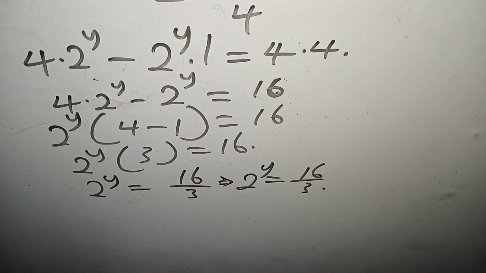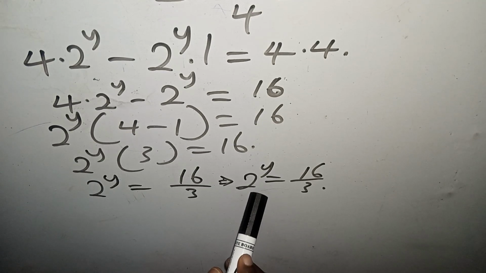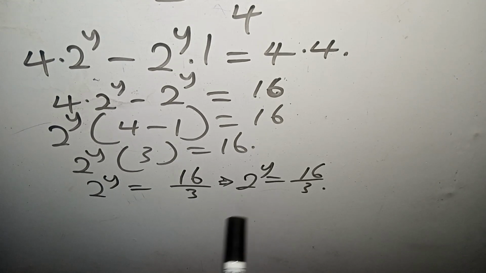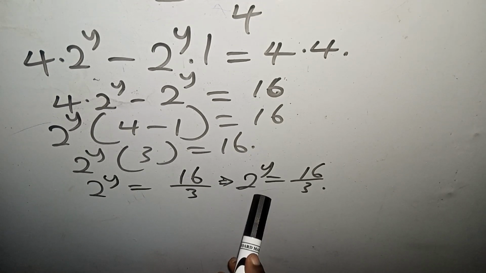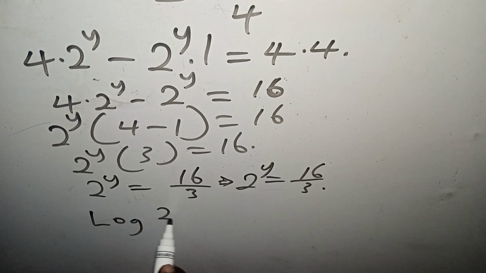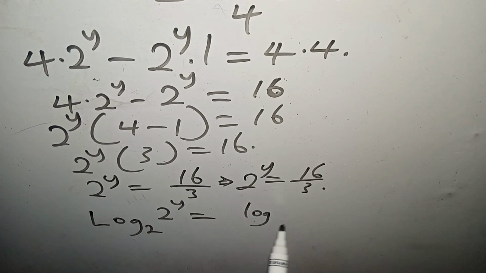Having done this, what then is the next step? In order for me to get our y, I can multiply both sides with the log of base 2. But in order for me to remove this 2, I multiply both sides with the log of base 2. So I can say log 2 to the power of y base 2 is equal to log 16 all over 3 base 2.